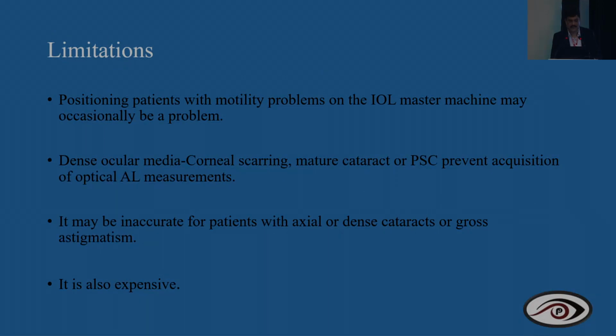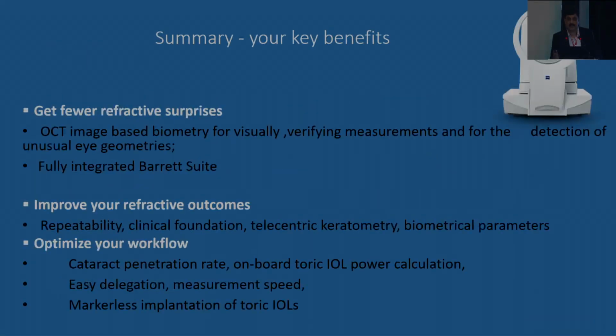So there are limitations, especially positioning patients with mobility problems. Sometimes it may occasionally be a problem. Even with a very dense cataract or very dense corneal scarring, you have to be a little bit careful. It may be inaccurate in patients with axial problems, or sometimes with a very dense cataract, even with a very gross astigmatism. One more thing is, this is all expensive. If you want to get the best, I think you need to pay for that.